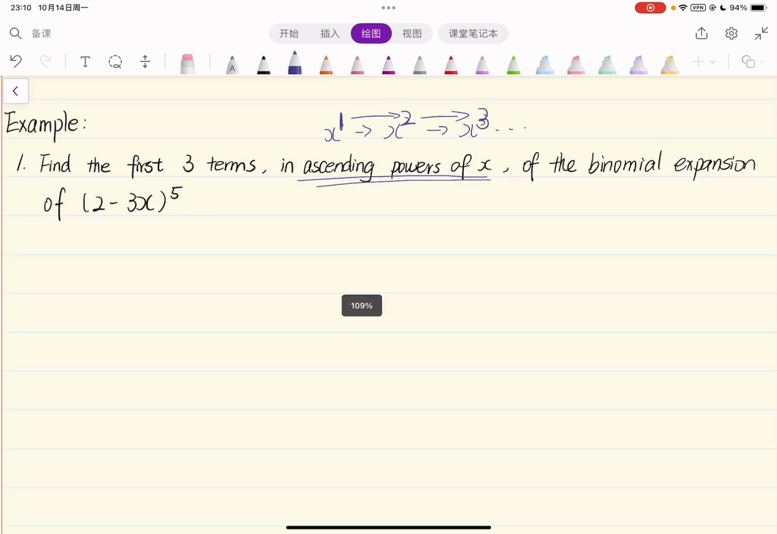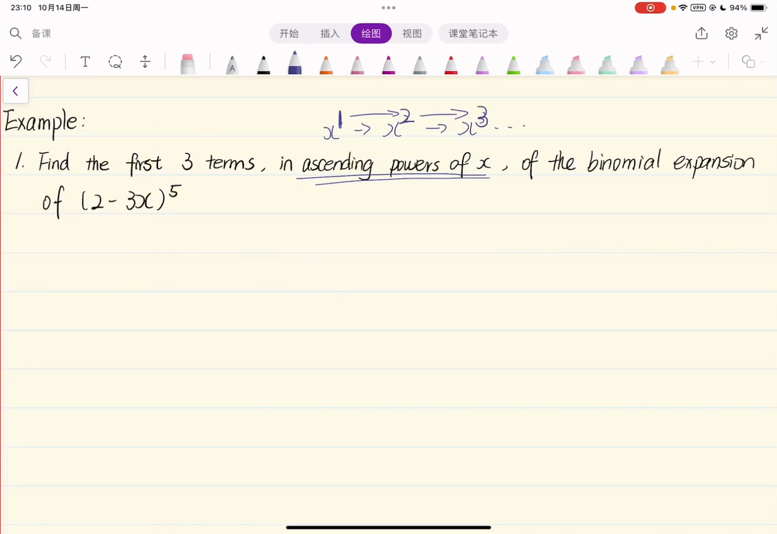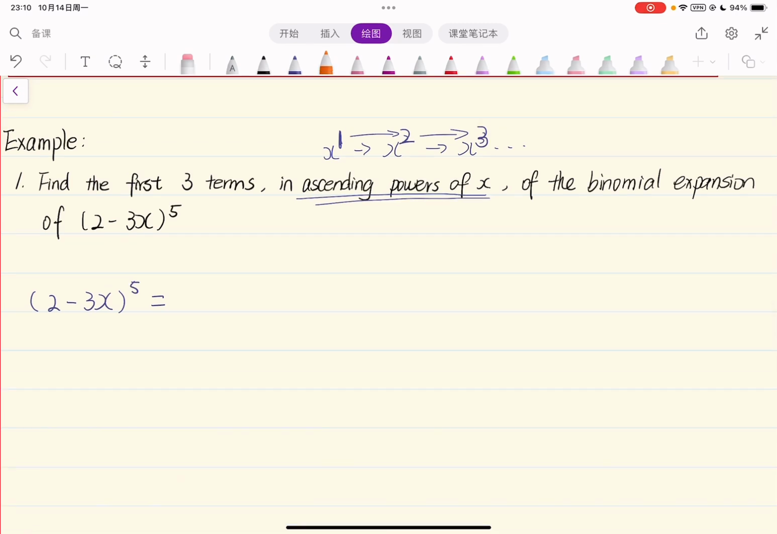So we have the binomial expansion (2 − 3x)^5. We write that down. First, we know that a is 2, in (a + b)^n. Remember that. So a is 2, b is −3x. The first term is a to the power of n, that is 2 to the power of 5.